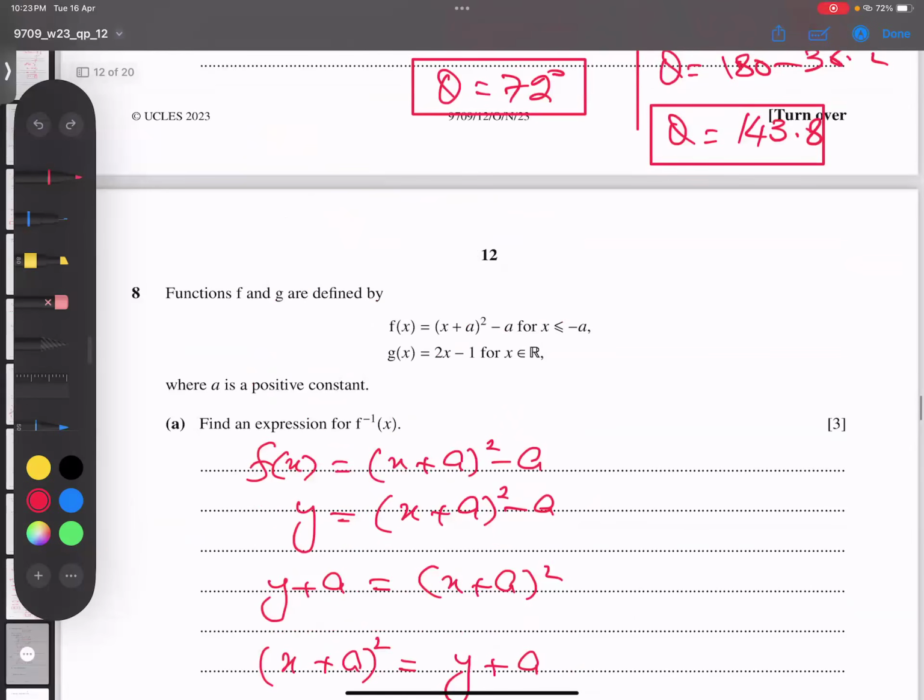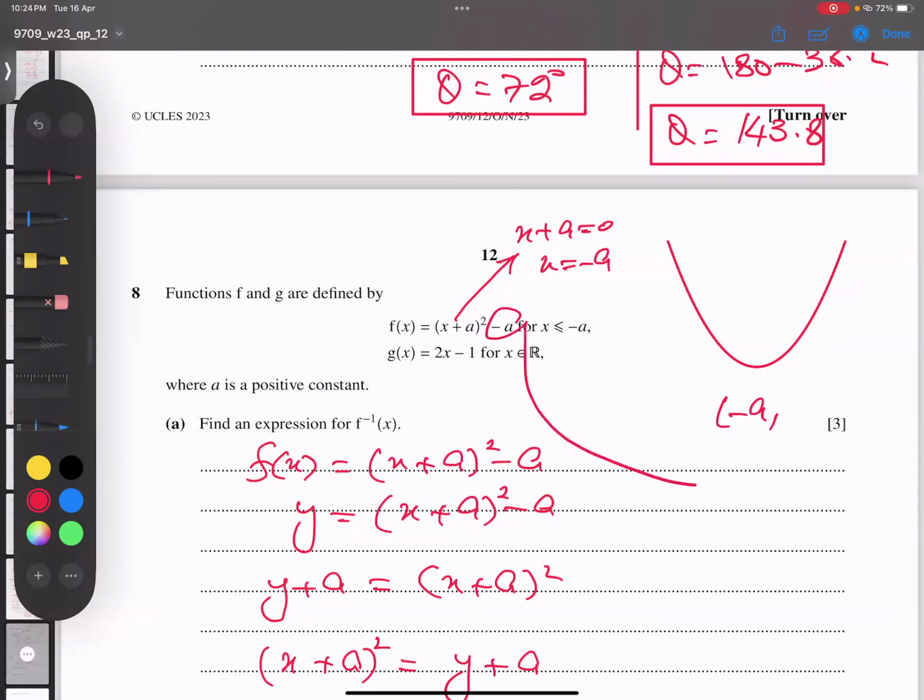So now we look carefully. If you look carefully, I can get the starting coordinate from here. And what is the starting coordinate technique? Put whatever is under the power equal to 0. And I get what here? x becomes negative a. So this is negative a, and the y coordinate is this. And the domain starts from here and goes backward. So the x value is less.